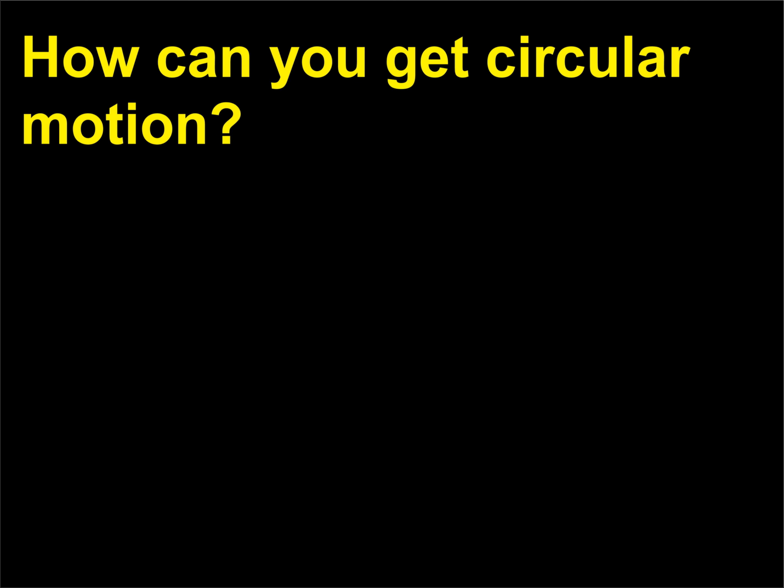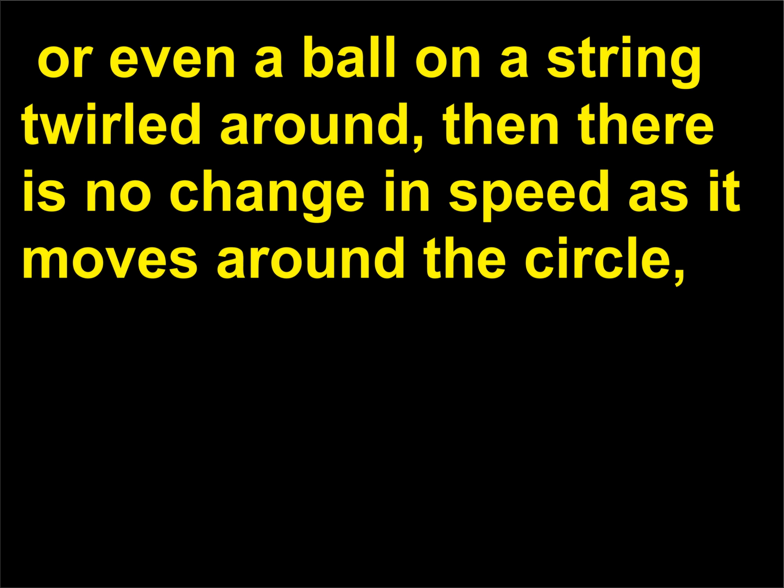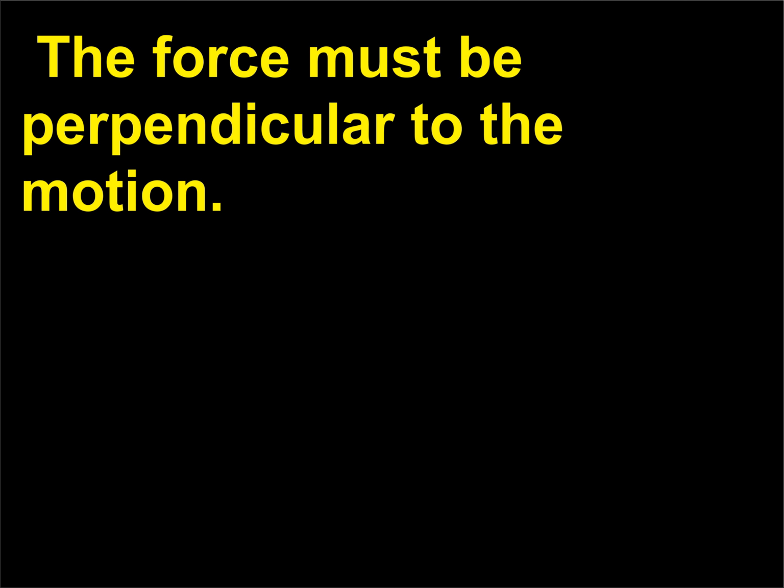How can you get circular motion? If an object moves in a circle, either a planet, a satellite, or even a ball on a string twirled around, then there is no change in speed as it moves around the circle. So there can be no force in the direction of motion. There must be a force, because the direction of the ball is changing, so its velocity is changing. The force must be perpendicular to the motion.